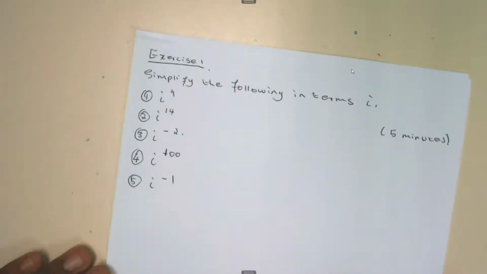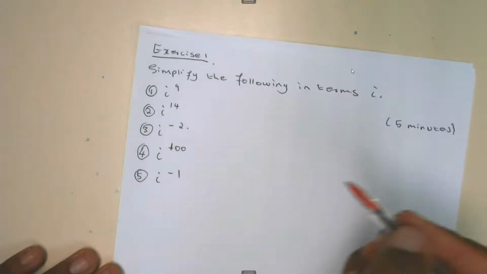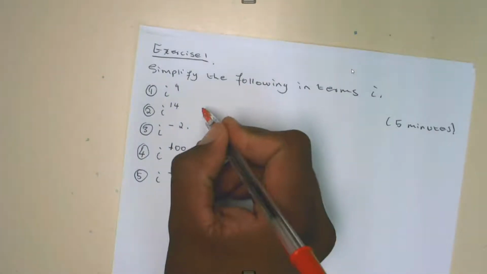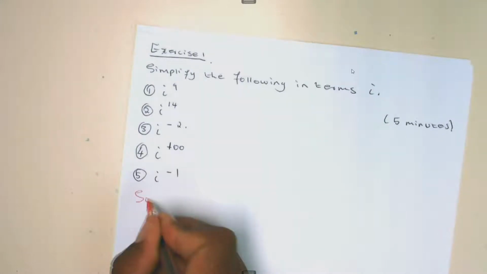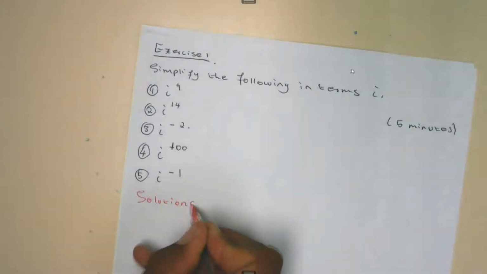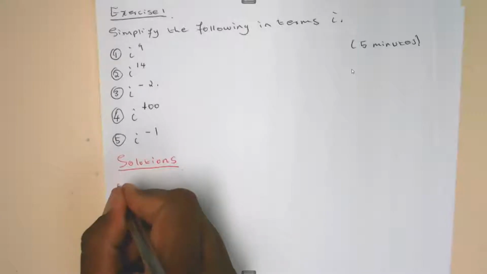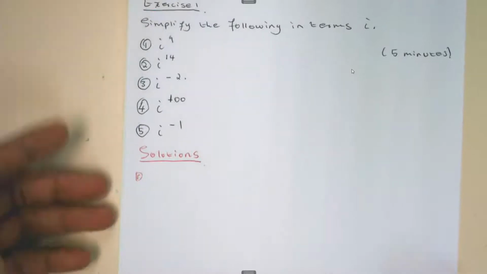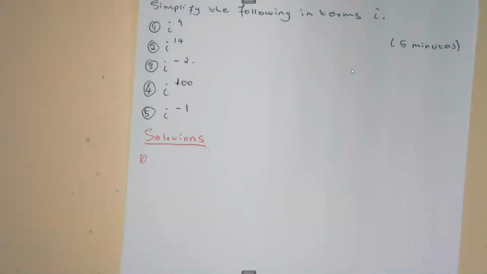Looking at this, we can move over. Now, looking at this, we can just say solutions. Number 1. I don't know if you realize this, but so far we are only working with exponents. Yes, we are working with i, which is part of the imaginary numbers, but the key thing you have to understand is the exponent.